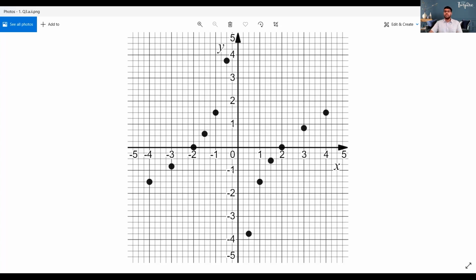Then you draw a smooth curve between the points, and this will be your graph. Remember, children, they have broken this graph into two sections. They're asking you to draw from -4 to -0.5, and then again from 0.5 to 4. So you have to draw two separate sections for this graph. This is what your graph should look like.